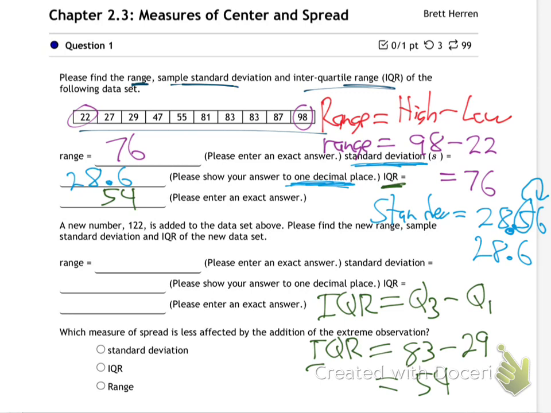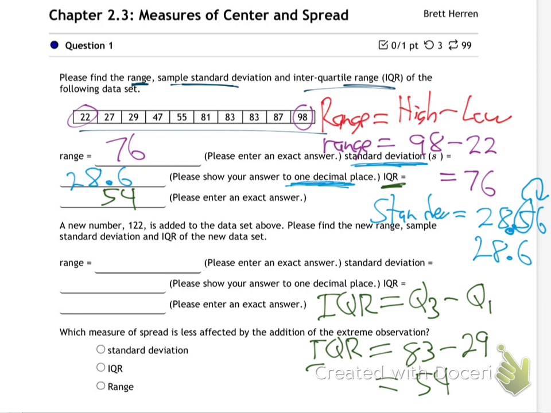Just go back into your list again and just put a 122 at the bottom. You don't have to re-enter all the numbers. Just go stat, edit. Don't clear the old L1. Just go to the bottom of the L1 and add in the new 122. And then stat, calc, enter. You got everything again. So actually we got to do the range by hand.